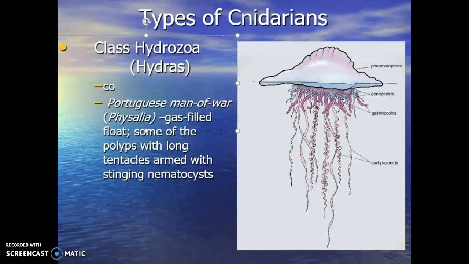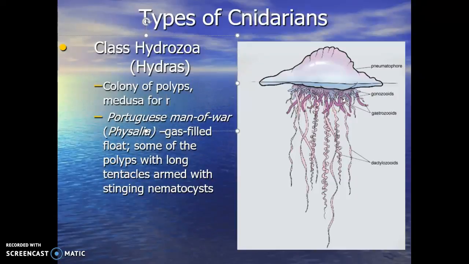These guys are colonies of polyps. So there's a whole bunch of polyps all working together. When they do reproduce, they use a medusa for reproduction. Now, a good example of a member of Hydrozoa is the Portuguese man-o'-war.